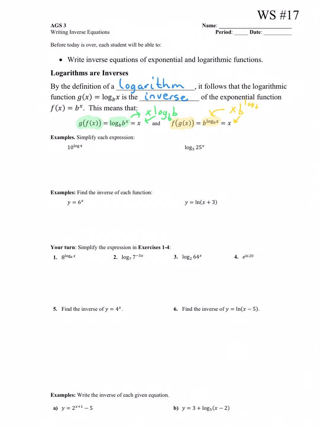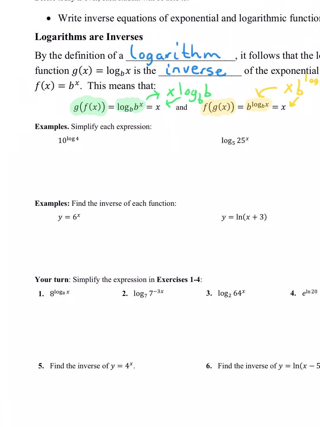Okay. So for these first two problems, we want to simplify each expression. I'll show you a couple examples here. The first one shows 10 to the log of 4 power. There's no base written, so that's technically base 10. So you could move the 4 out front and say you have 10 to the log base 10 power, it's just not written. So it would simplify to 4. That would be our first example.